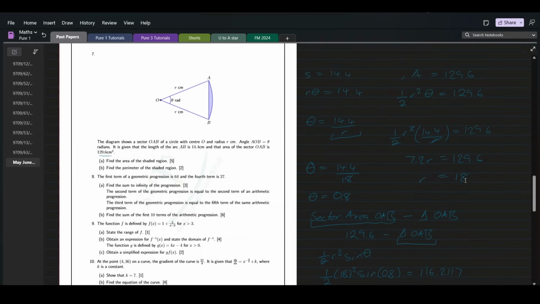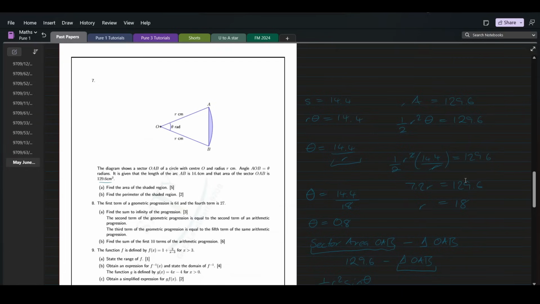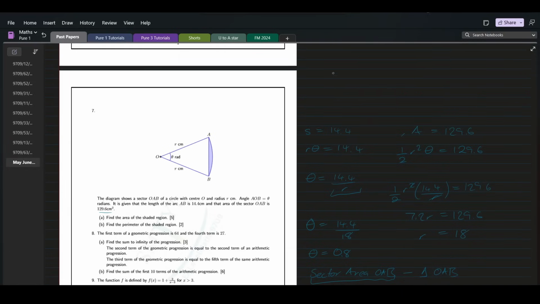Now part B wants us to find the perimeter of the shaded region. Now if we can create an expression for perimeter, I'll write it over here. Perimeter would be equal to the length of the distance from A to B, so line AB plus the arc AB, because we're looking for perimeter from A to B and then this whole arc over here. That's what we are looking for.